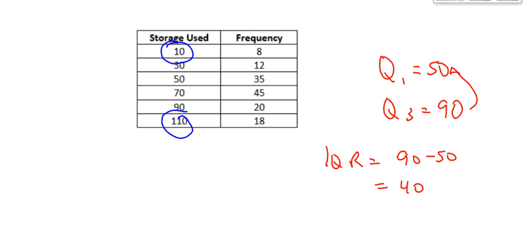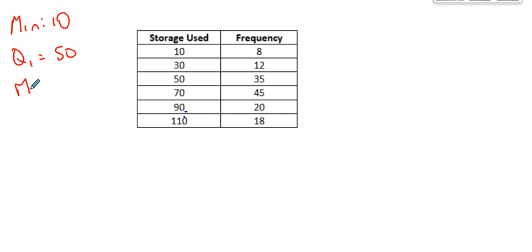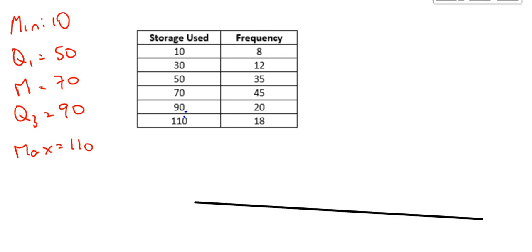So let's go ahead and draw our box and whisker plot. In order to draw the box and whisker plot, you need to have already checked for outliers, and we did. There's no outliers. Since there's no outliers, the 5 numbers I need are the minimum, which is 10, Q1, which was 50, the median, which was 70, Q3, which was 90, and the maximum, which is 110. It's not going to be a very exciting box and whisker plot because we have such small variability in our data.